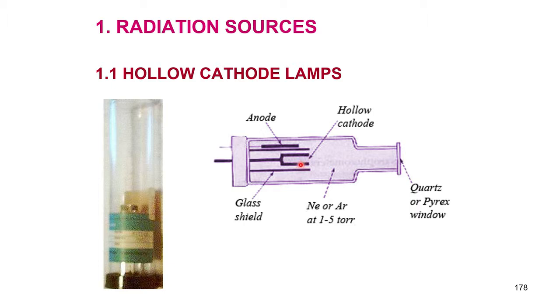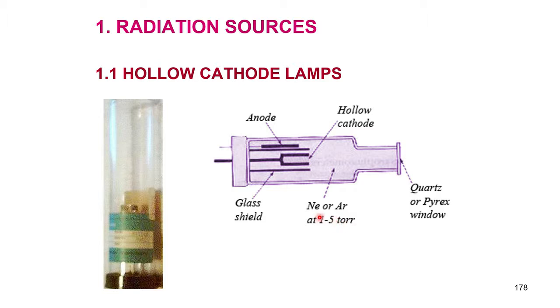I have shown it to you in the form of a projection diagram, and here is another cylinder surrounding it with space in between, that is the anode. This is the glass shield, and the whole thing is filled with neon or argon at a pressure of 1 to 5 torrs.